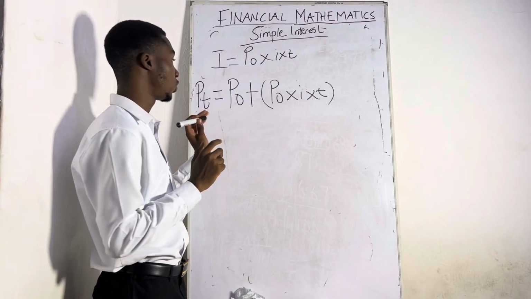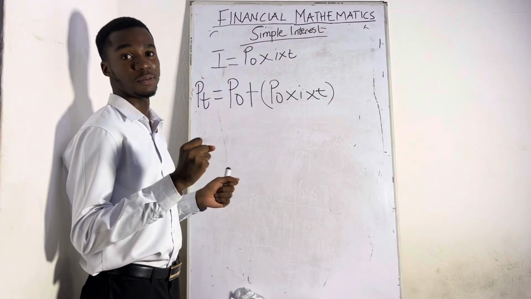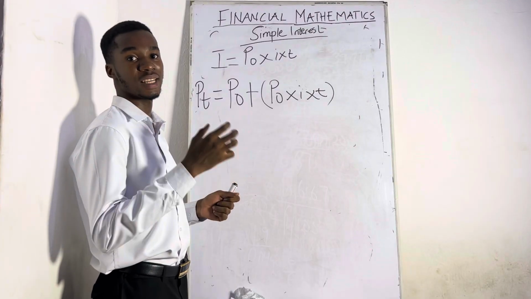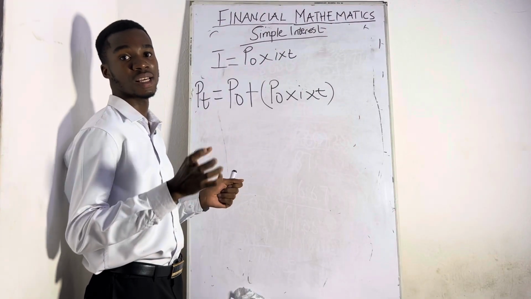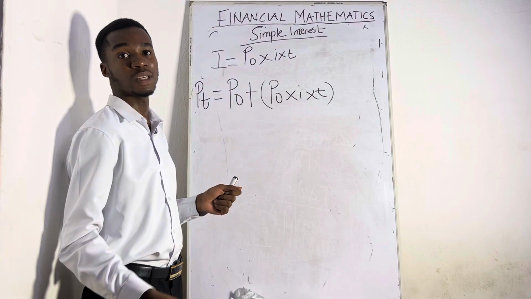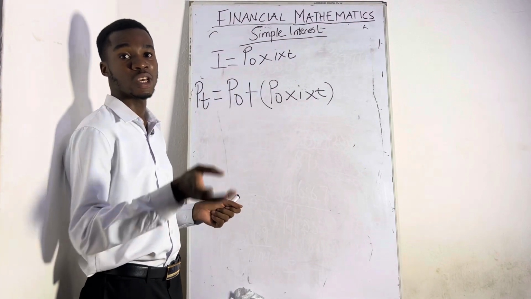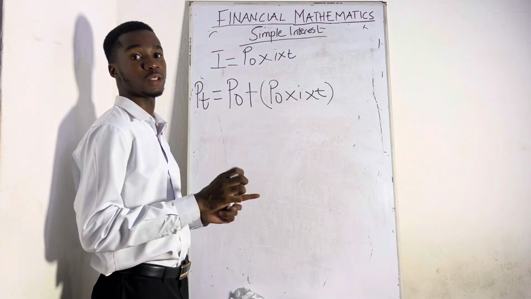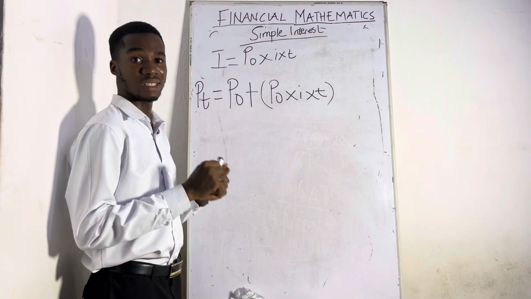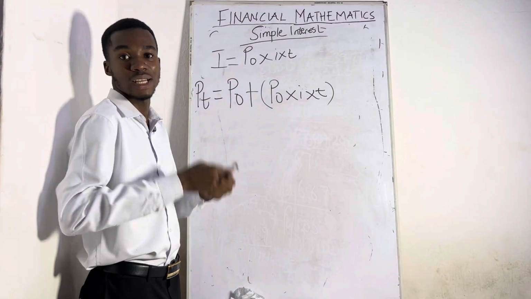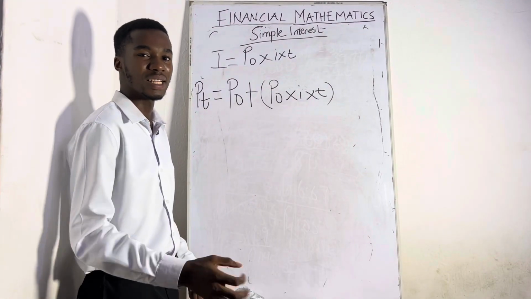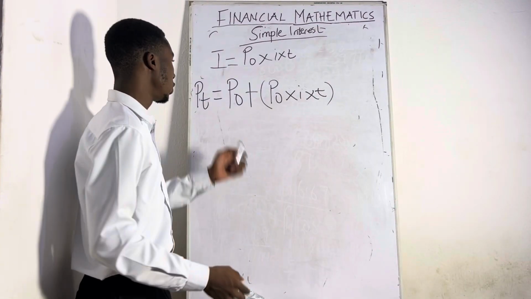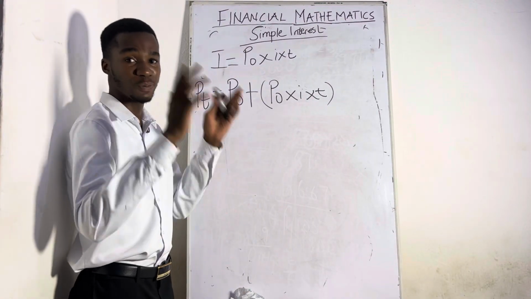You get it? Just put in your mind, PT is always the future value. It's the future value because, assuming I invest 10,000 cedis in a bank for 10 years, and they are going to give me 2,000 cedis at the end of the 10 years, now it will be 2,000 plus the 10,000, which is 12,000 cedis. That 12,000 cedis is a future value because I'm not getting it right now. I'm going to get it in the future after the 10 years. So PT is also the future value. Just put it in your mind.